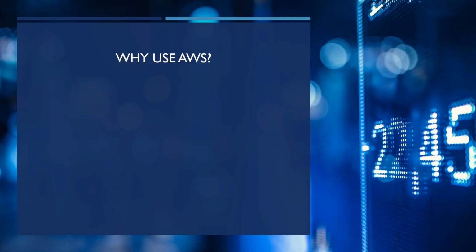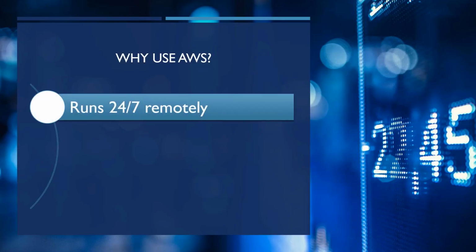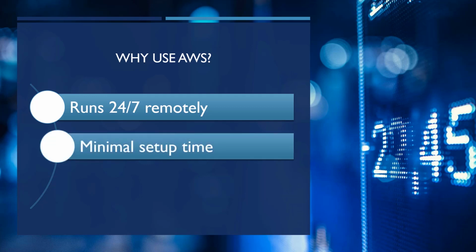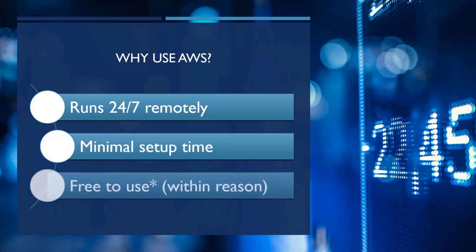So why are we doing it this way? Well, this computer will run 24/7 remotely, so you don't leave it running in your house, which obviously saves on your power bill and is just one less thing in your house that you have to leave running. There's minimal setup time involved in using AWS, so that is the reason why I chose AWS. And it's completely free to use within reason.